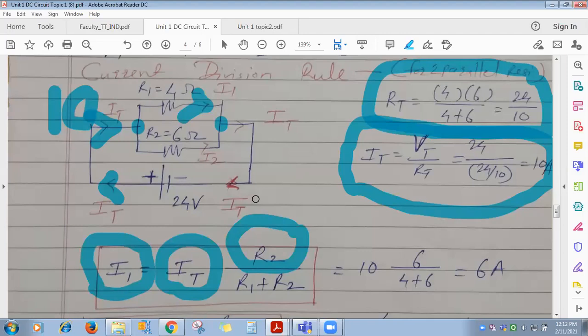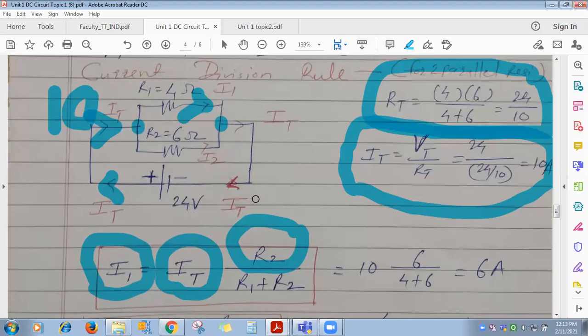You apply KVL to this circuit. How many KVL equations will you get? 3 KVL equations. What is a loop, what is a KVL equation, that is the next topic we are going to see. In this circuit, if you observe, the total number of loops is 3, which means 3 KVL equations. You simplify those 3 KVL equations and you will get I1 is equal to I total into R2 divided by R1 plus R2.